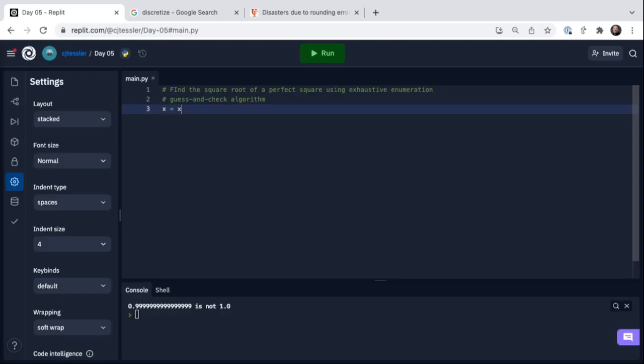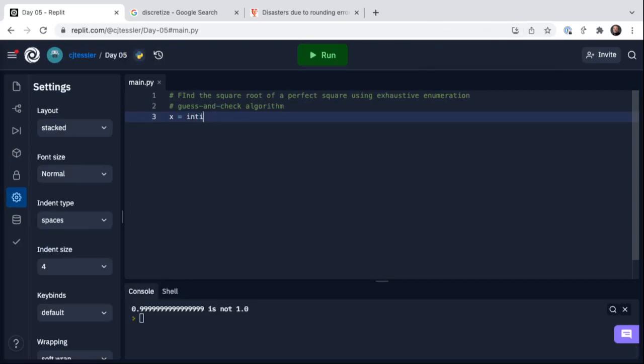So let's ask the user for an int. So int input. And I'm going to just do a very simple prompt of just something like that. And I'm going to go ahead and declare a variable just for illustration purposes called numGuesses. That's going to start at 0. And I'm going to go ahead and start guessing at 0. It's called guess and check algorithm, so we should have a guess. And I want to go ahead and track how many guesses this approach takes.